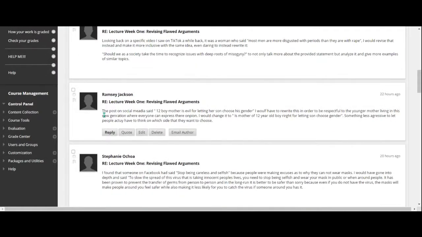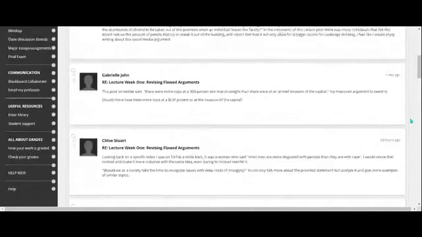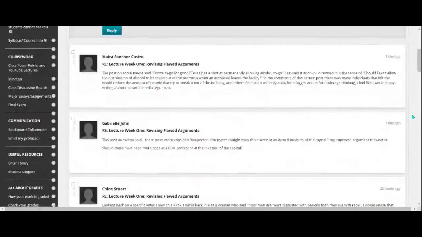Like the next one down here. Post on social media said, 12-year-old boy's mother is evil for letting her son choose his gender. I would have to rewrite this in order to be respectful to the younger mother living in this new generation where everyone can express their opinion. Change it to, is the mother of a 12-year-old boy right for letting her son choose the gender? Something less aggressive to let people actually have to think on which side they want to choose. Okay. Yeah, you're trying to be a little bit more neutral and not quite as judgy. Okay.